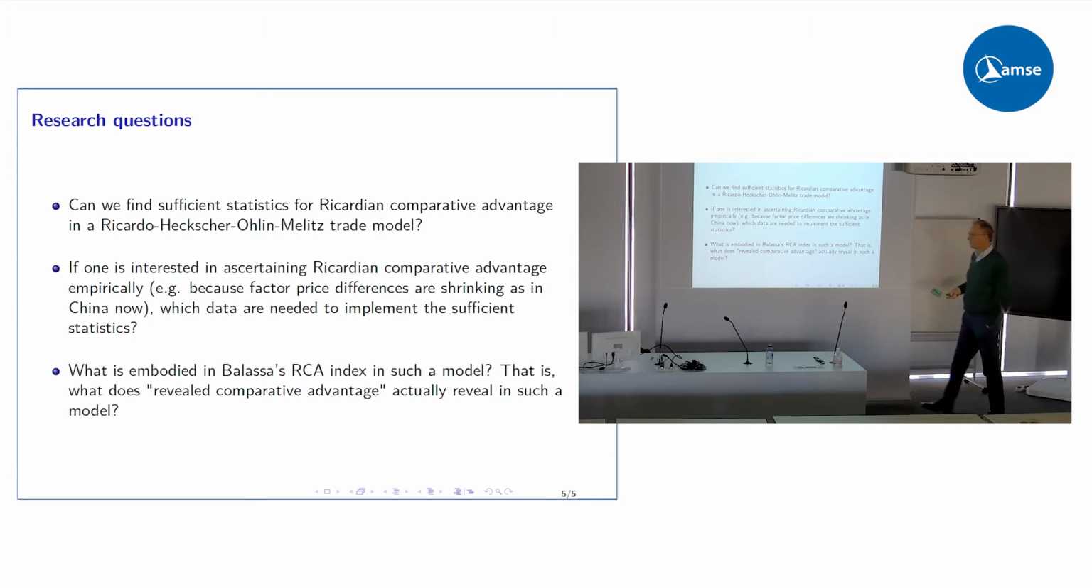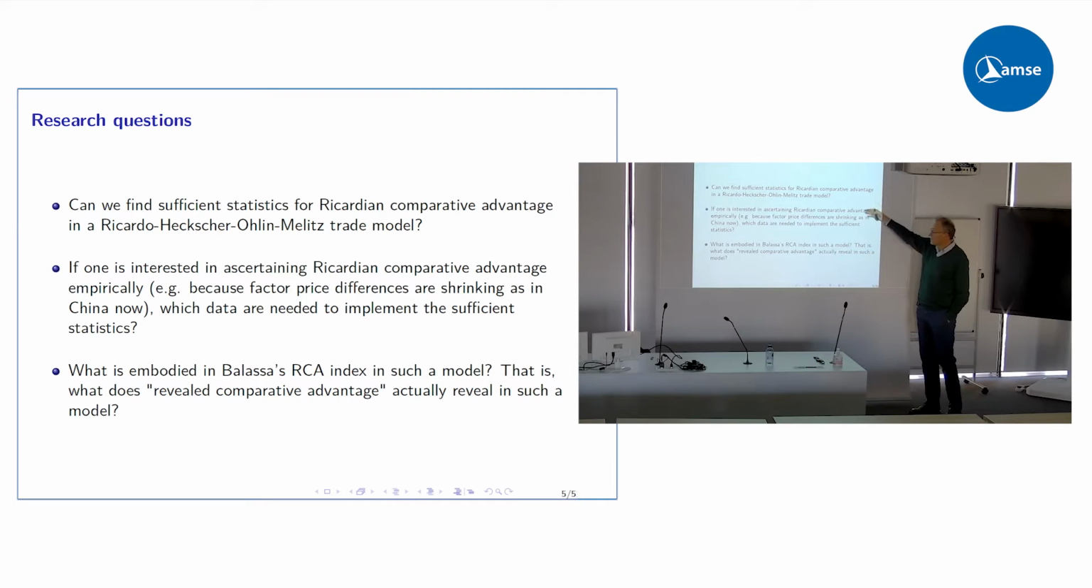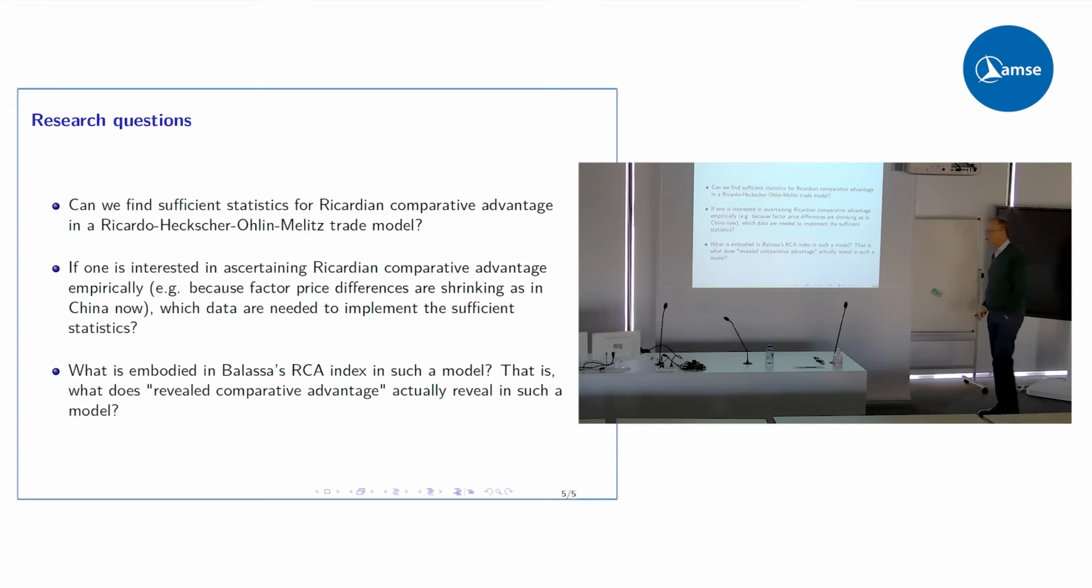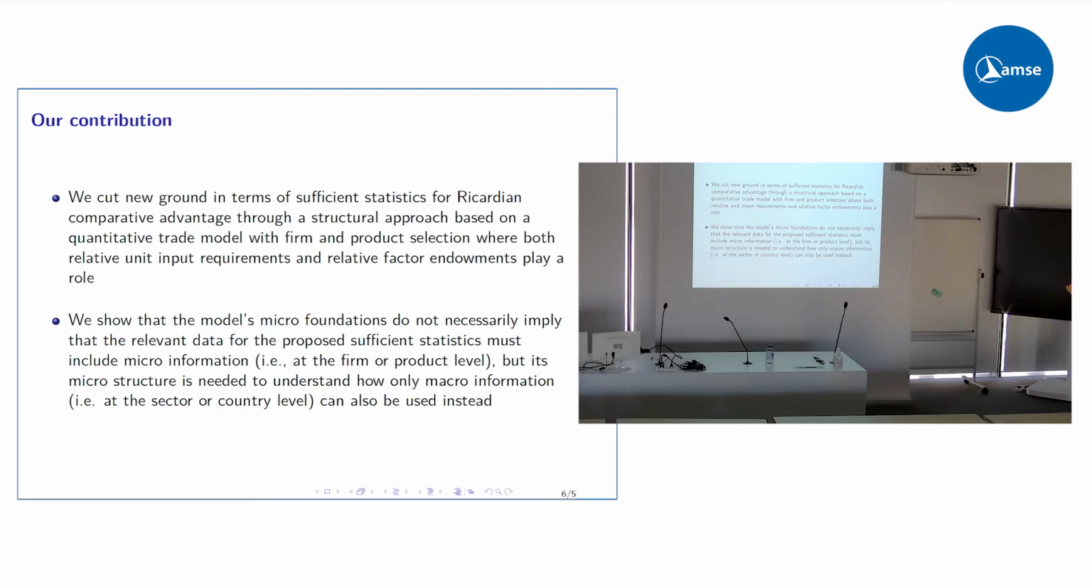In which sectors? And once you have these sufficient statistics, they are not, as we just argued, the revealed comparative advantage of Balassa. One may also ask, but then what is this Balassa index actually revealing? So what is revealed comparative advantage actually revealing when we have all these complications in mind? The contribution is that we try to cut new ground in terms of sufficient statistics for Ricardian comparative advantage, and we do that through a quantitative trade model that has all these features.